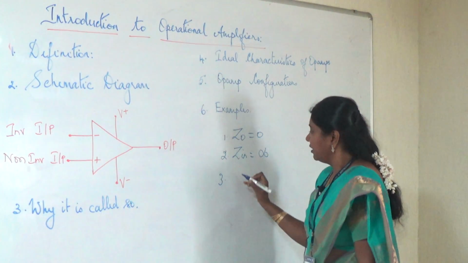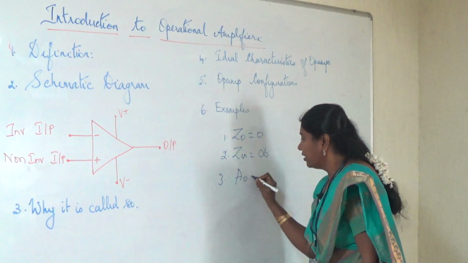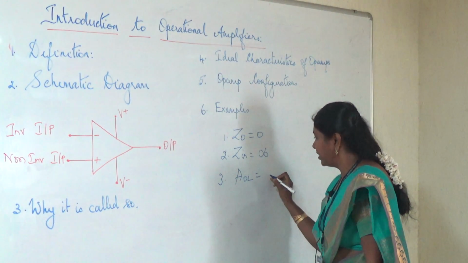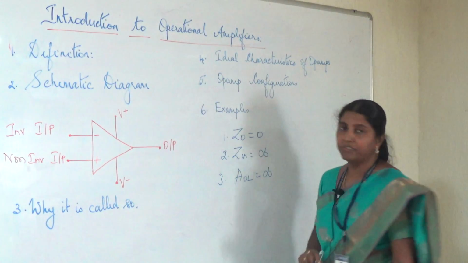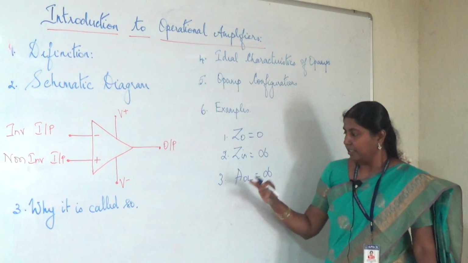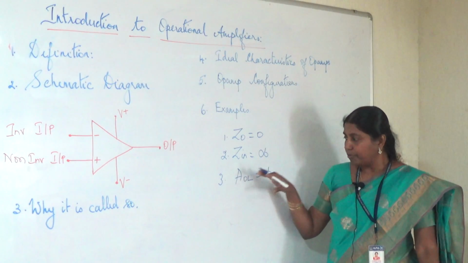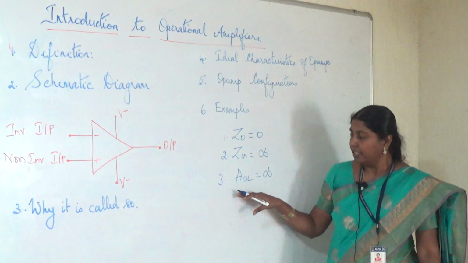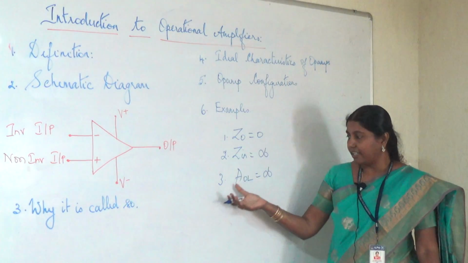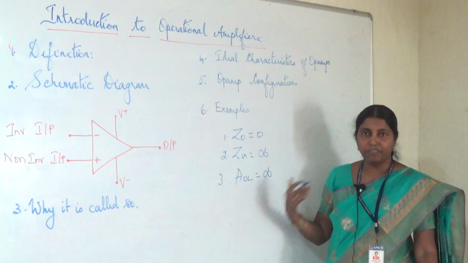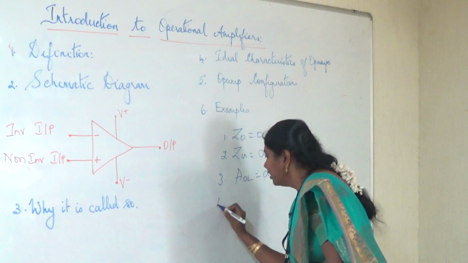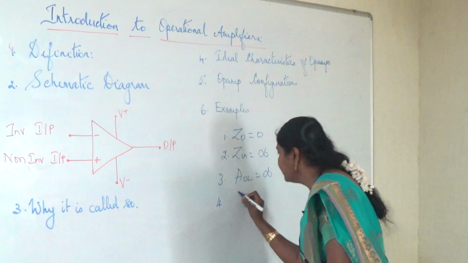The third is open loop gain. The open loop gain of an op-amp is equal to infinity. Gain generally is output divided by the input. So when the input is very low and the output is very high, automatically the open loop gain will be equal to infinity. The fourth ideal characteristic is the bandwidth.